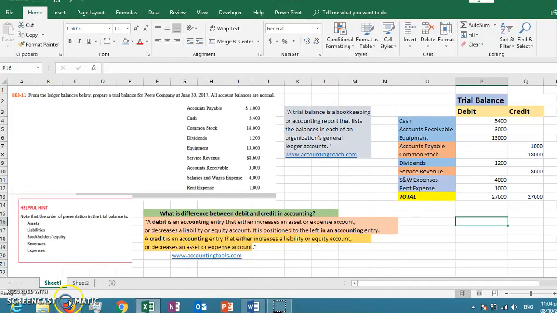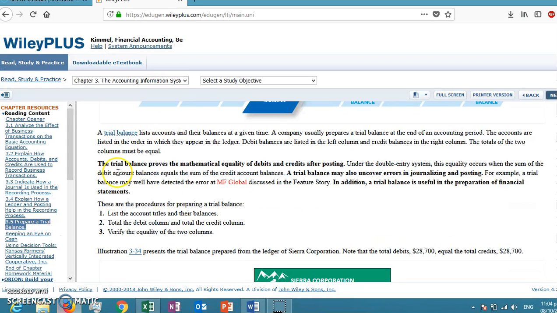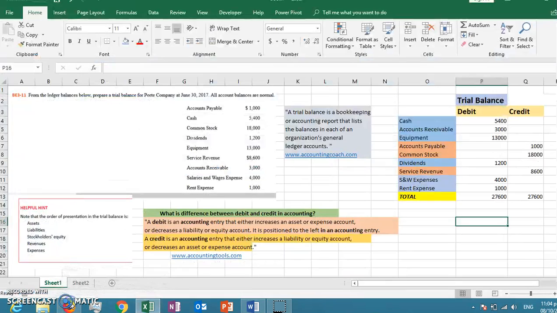I'm going to the definition of the book, and it says that the trial balance proves the mathematical equality of debits and credits after posting. So as you can see here, the total is 27,600, and under credit is the same one.